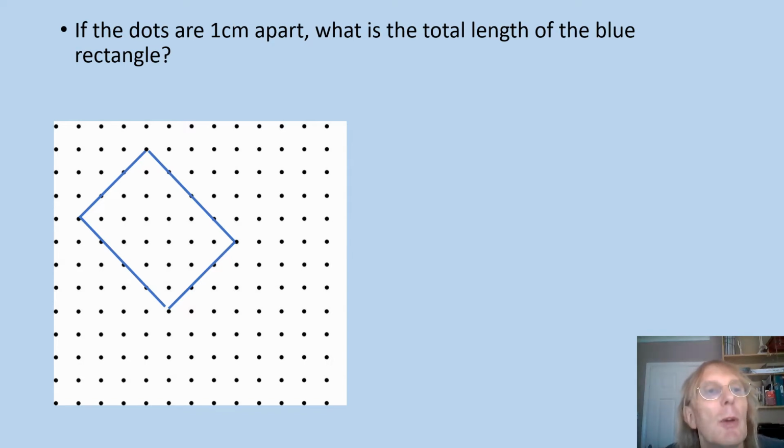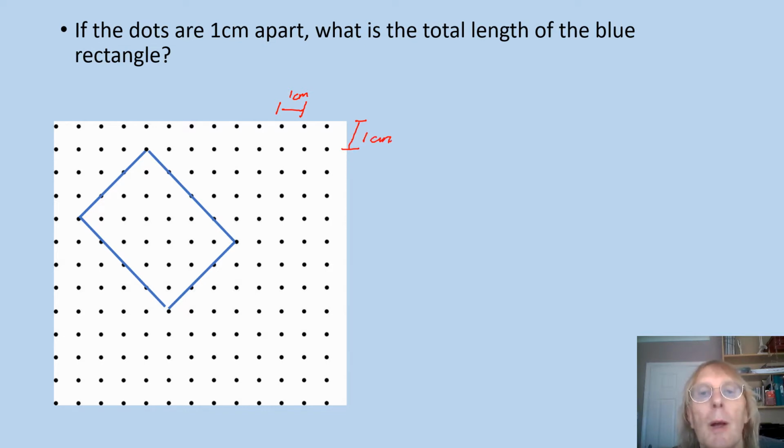So the first one we got here, it says, if the dots are 1 centimetre apart, what is the total length of the blue rectangle? So by the total length, we want the perimeter. What's the perimeter of that blue rectangle? Now, as it says they're 1 centimetre apart, so basically it's saying that the dots are 1 centimetre apart that way and 1 centimetre apart that way.